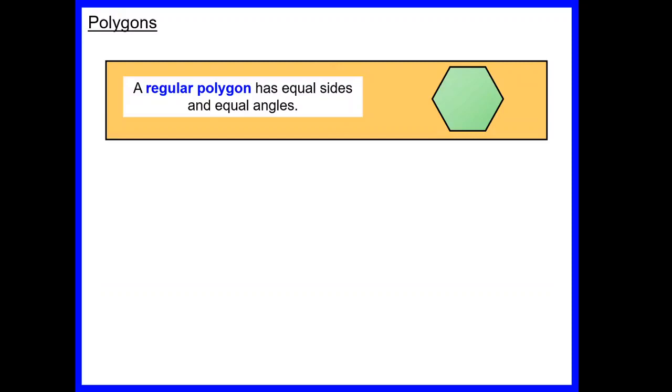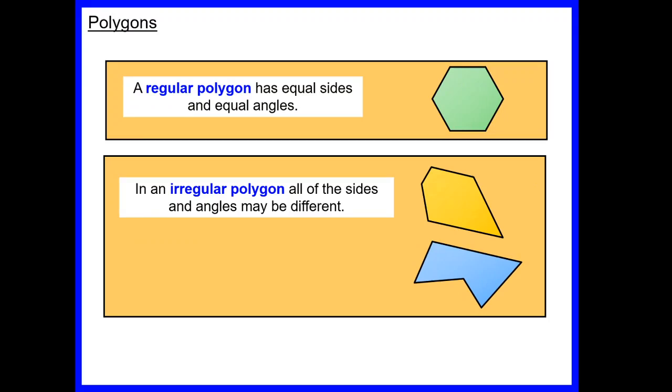Now there are two types of polygons that we're interested in. There's the regular polygon. The regular polygon has equal sides and equal angles. And then there is the irregular polygon. In an irregular polygon, all of the sides and angles may be different. There are two types of irregular polygon. The first type we call a convex polygon. All of the points, all the vertices, these corners, are pointing outwards from the middle. So if you start in the middle, you can see they're all pointing away from the centre.